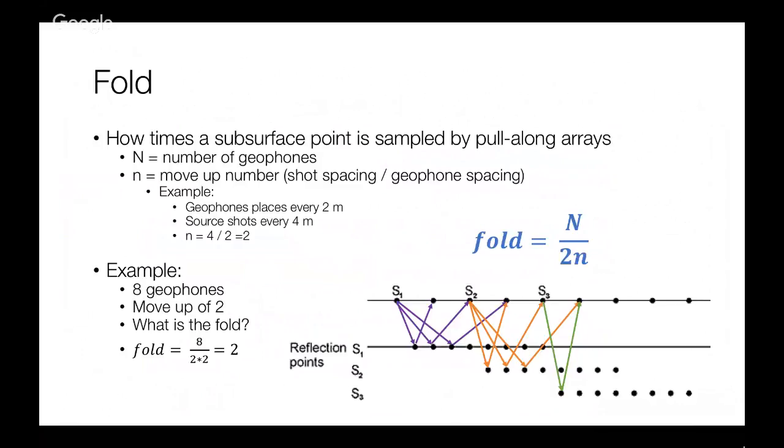So all of these are reflecting off of this first interface because there is only supposed to be one interface in this. But you can see that from source 1, as you go through it, you're going to sample these midpoints here. And then from source 2, you're going to sample basically what would be these midpoints here. So with this particular survey setup, you're going to sample each one of your midpoints twice. So then the fold of the survey is 2.